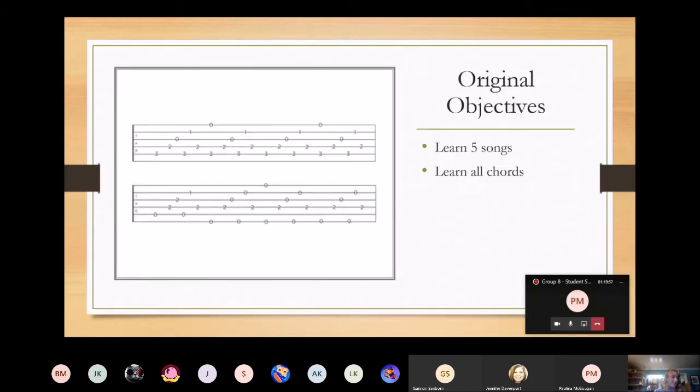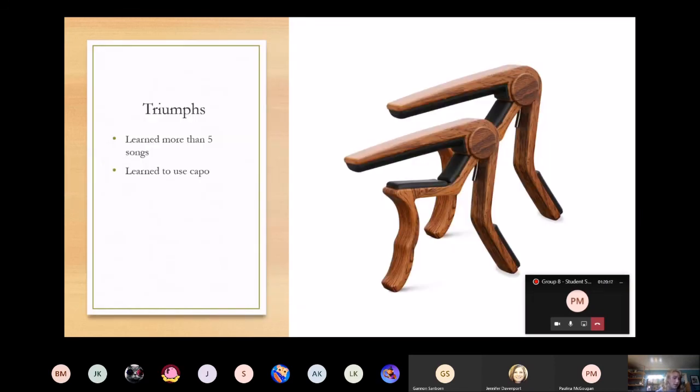My original objectives were to learn 5 songs and learn all the chords. I exceeded my first goal by a lot and can now play around 30 different songs. As for the chords, I only learned 8 or 9 because I had trouble with the bar chords. I learned I could play some songs without the bar chords, though, when I transposed the music and used different notes. My triumphs in this project were that I learned way more than 5 songs, and I learned to use a capo, which clips onto your guitar, shortening the string and makes it play higher notes. You'll see the capo being used on the next slide.